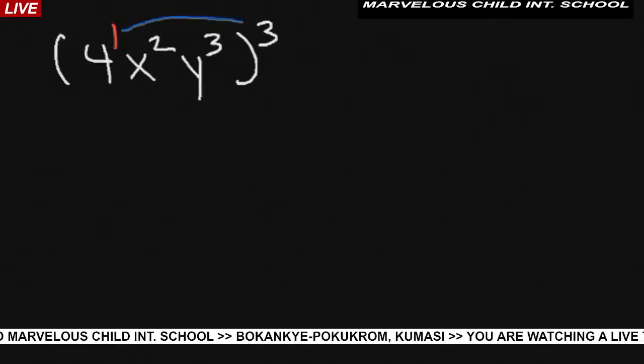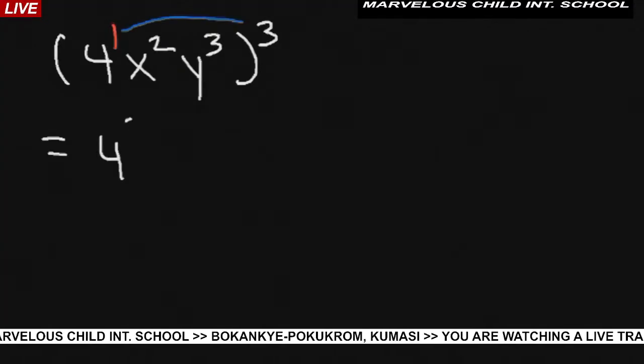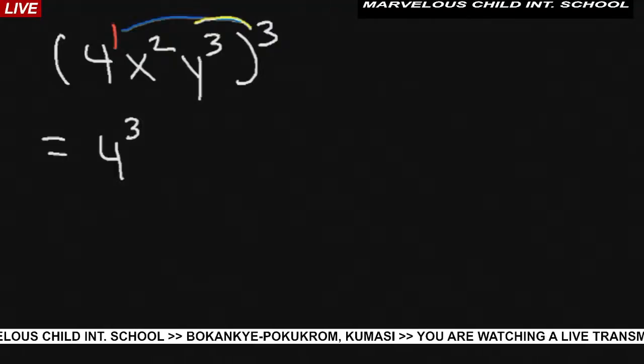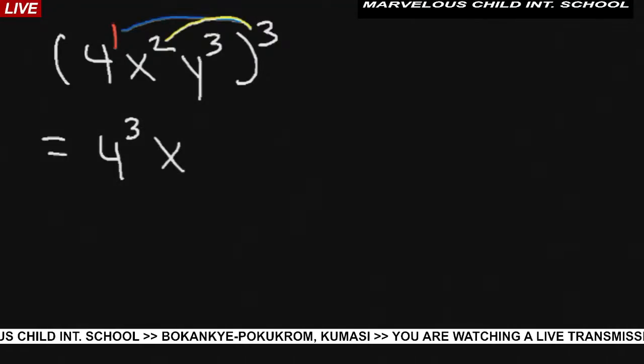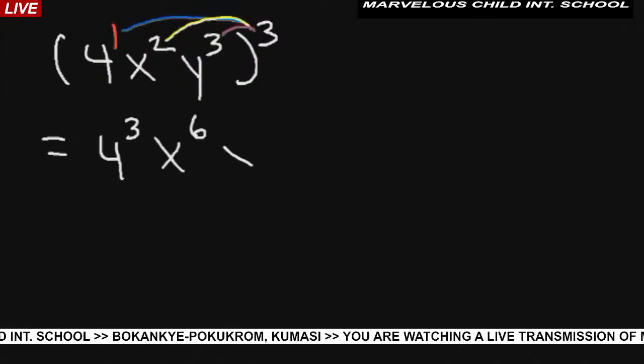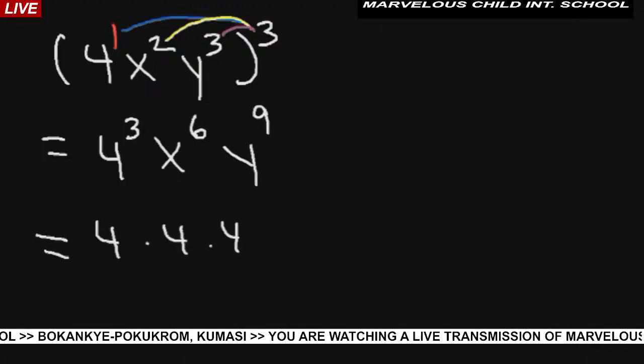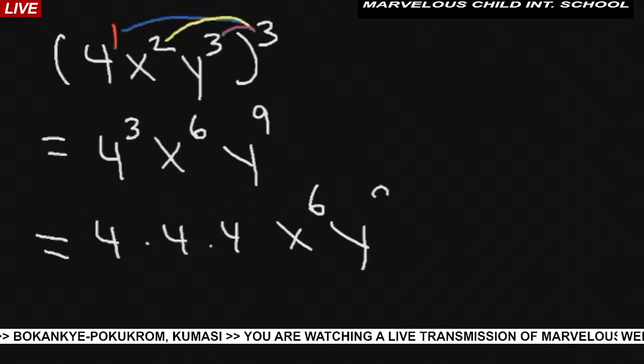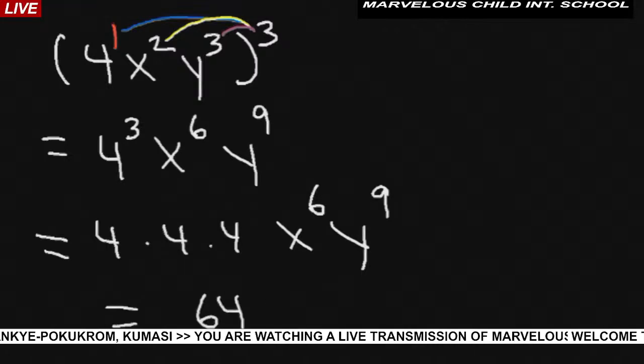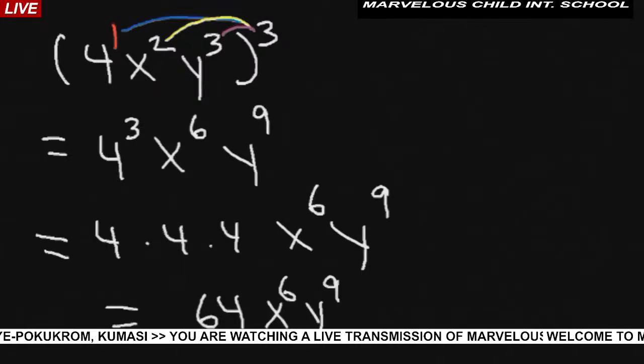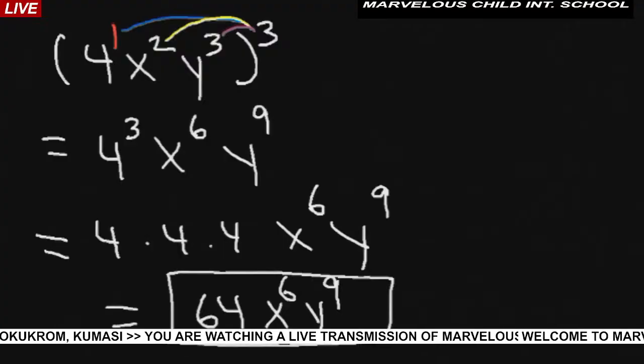3 times 1 is 3. 3 times 2 is 6. And 3 times 3 is 9. So what's 4 to the third power? 4 to the third power is 4 times 4 times 4. 4 times 4 is 16, and 16 times 4 is 64. So this is the answer to that expression.